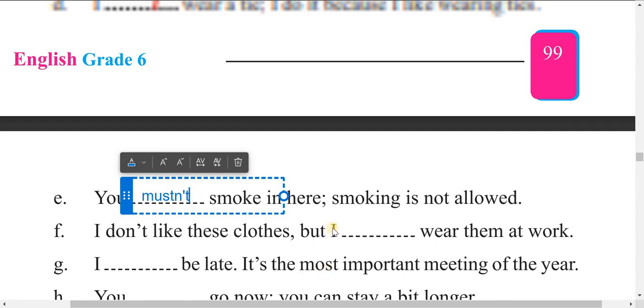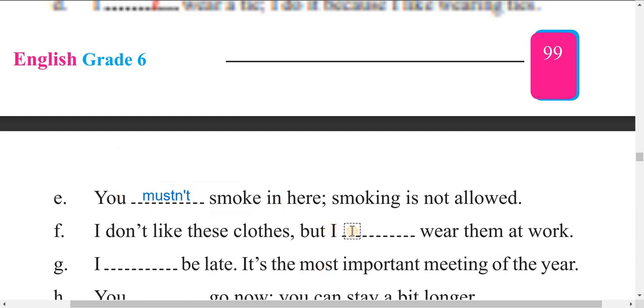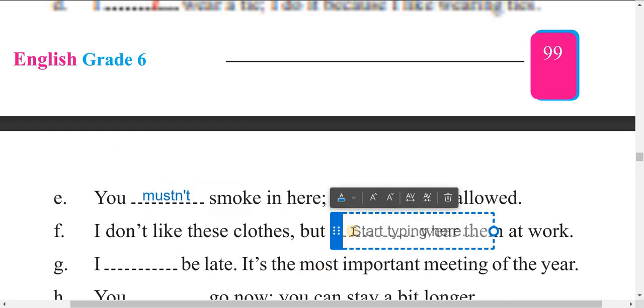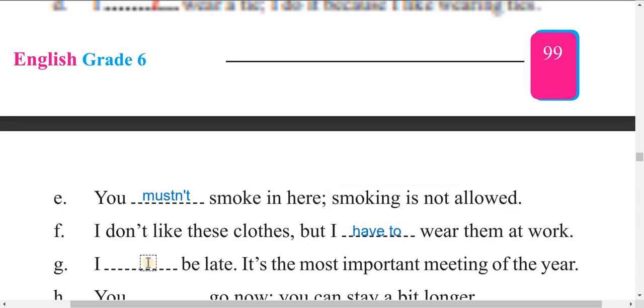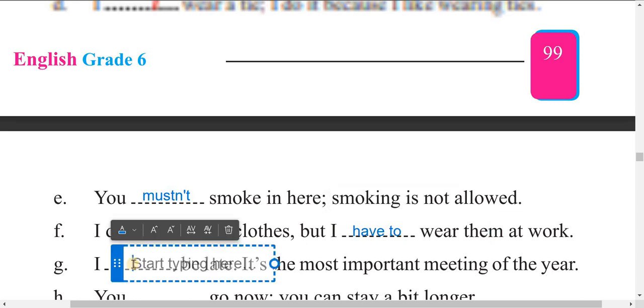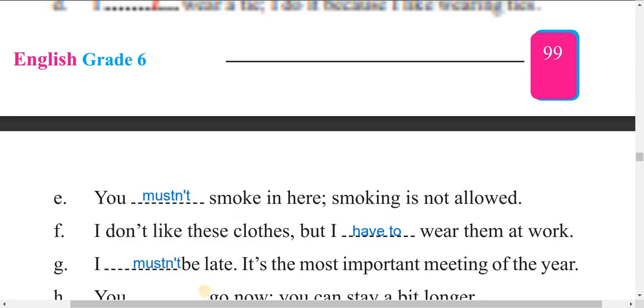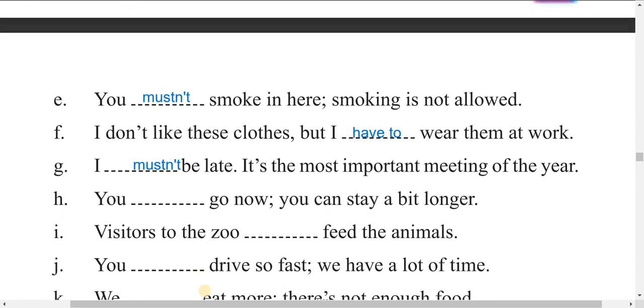Now, I don't like these clothes, but I have to wear them to work. Okay, I mustn't be late. I mustn't be late. It's the most important meeting of the year. I mustn't be late.